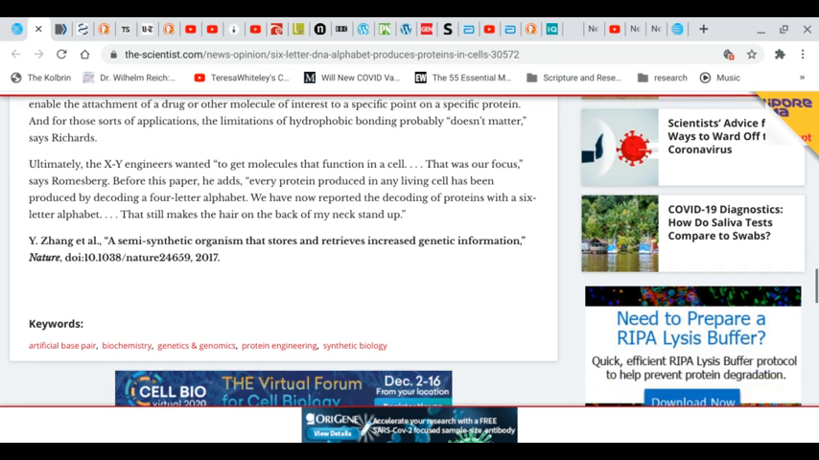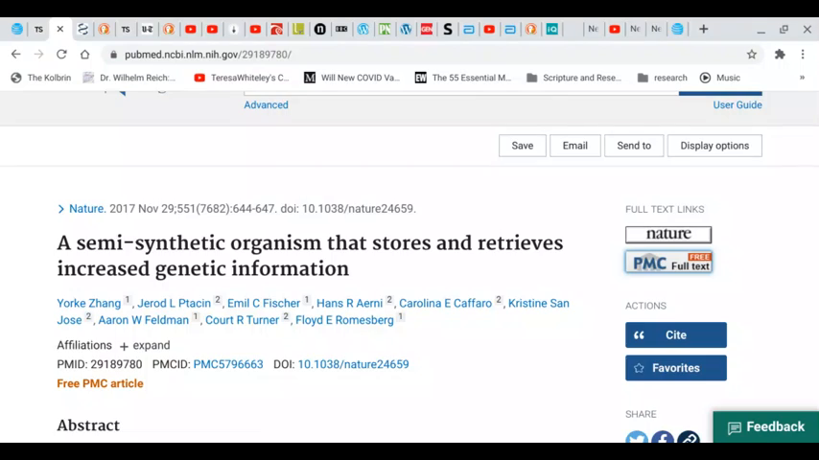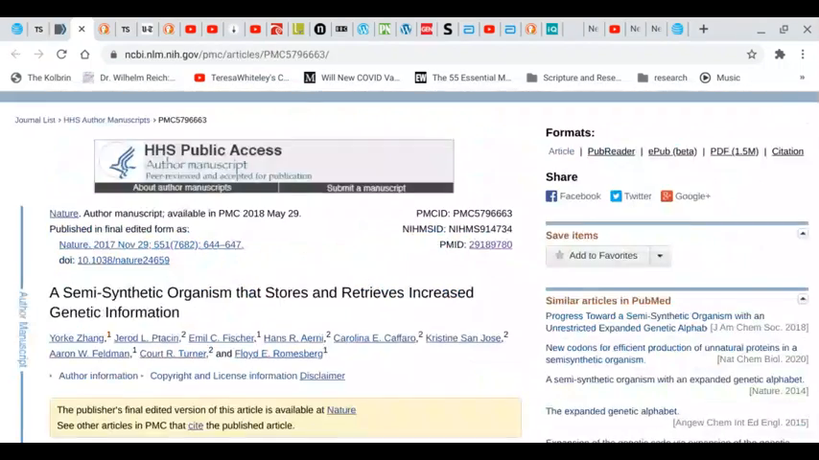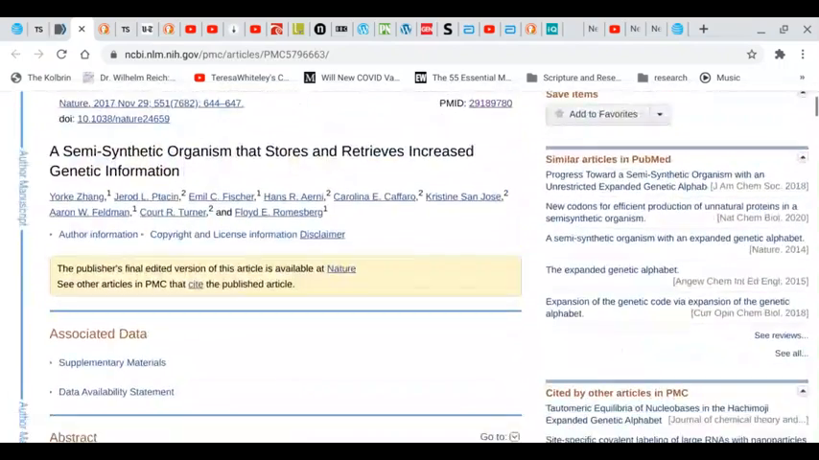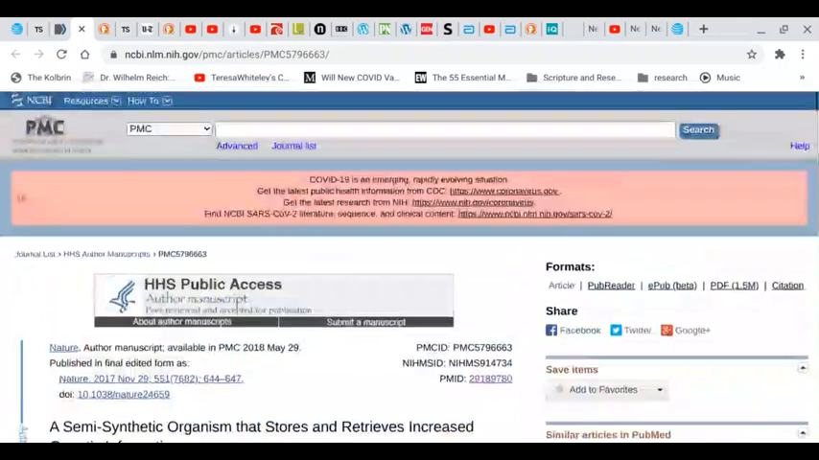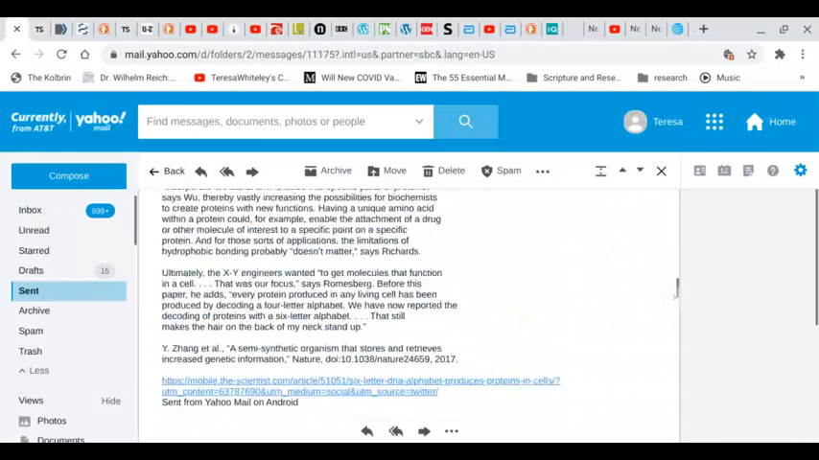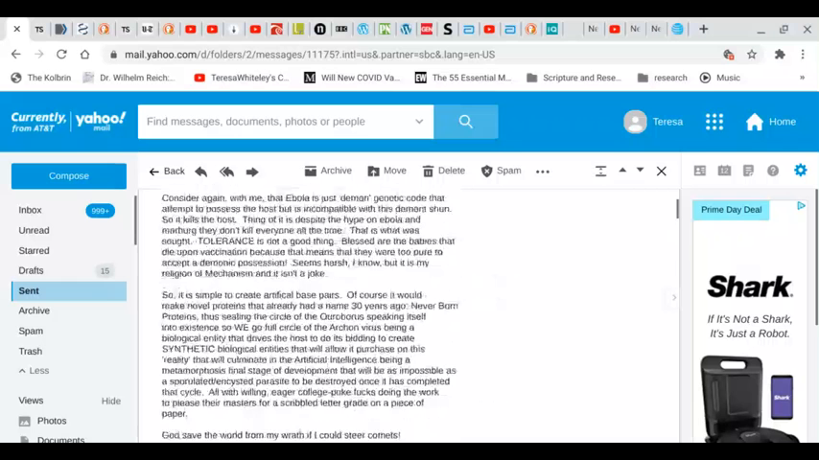Yeah, it makes the hair stand up on the back of my neck as well, but likely not for the very same reasons. So here I will put the link. Actually, I have the link to the entire article, the semi-synthetic organism that stores and retrieves increased genetic information, from the Nature article. I will put it down below. So let's see Patrick's response.